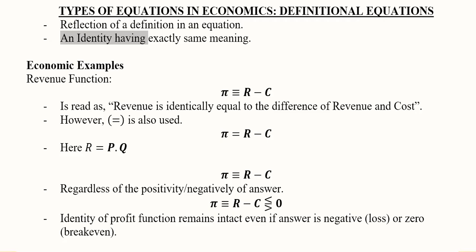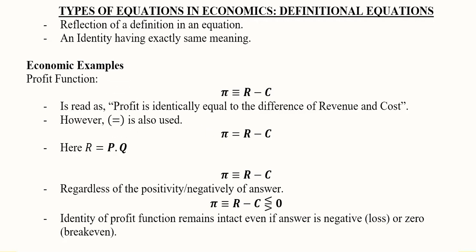The first economic example would be the revenue function and the profit function. Revenue can be calculated simply by multiplying price into quantity, so it will always be equal to the revenue. In the same way, the profit function can also be calculated, which is the difference between revenue and the cost, and it will always be equal to profit. So we can say that profit is identically equal to the difference of the revenue and the cost.